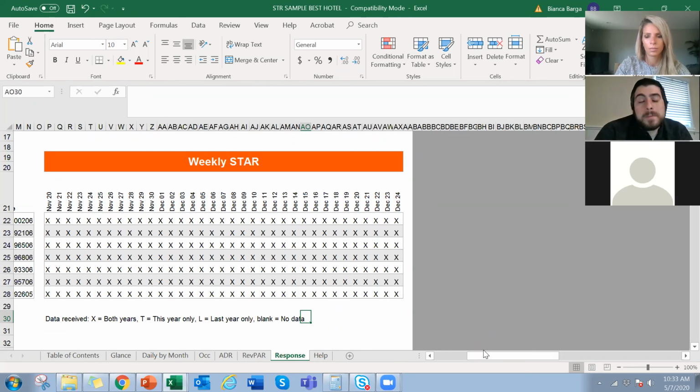One, they've removed themselves from the STAR program. Two, they've closed or renovated into a different type of business, but they have not been removed from your set. So if you do see that, you definitely want to confer with STAR and work on probably getting them switched out, either for another hotel or taken off the report completely.